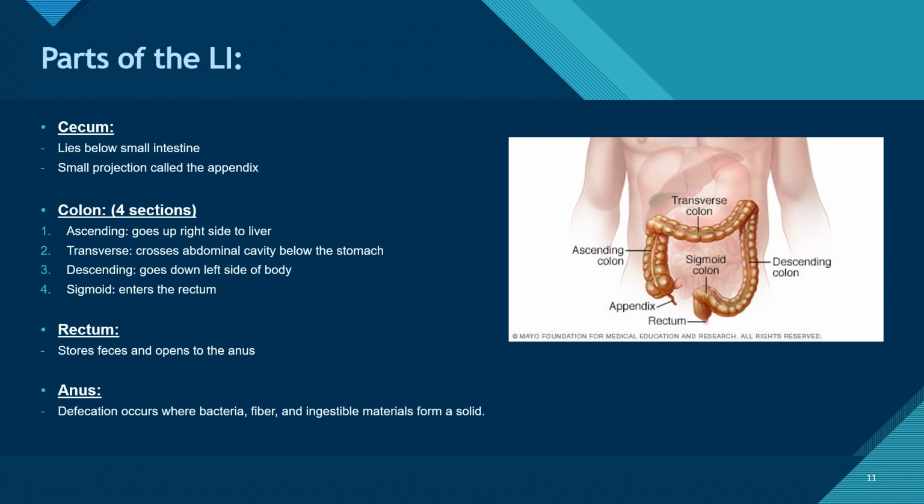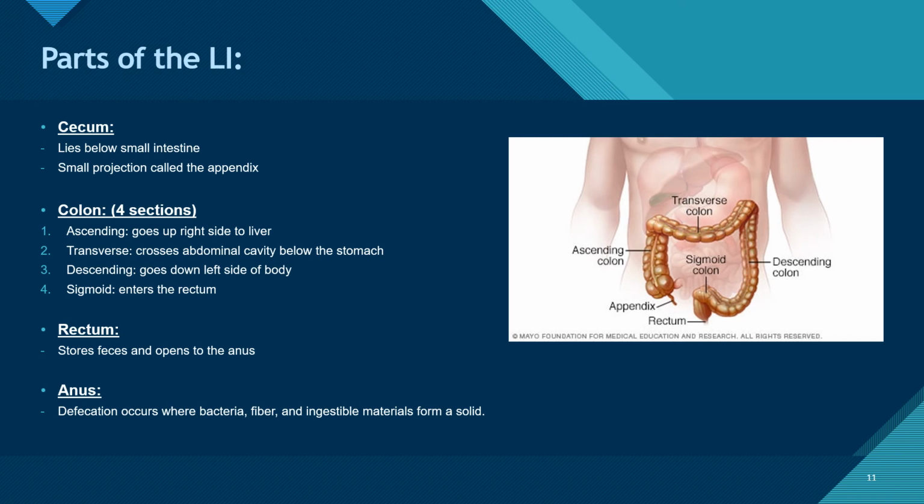The cecum lies just below the small intestine. It has a small projection coming out of it, which is called the appendix. And the appendix, I'll use my pointer, is located right there. Some people say that the appendix helps fight infection, but we don't really know what it does.